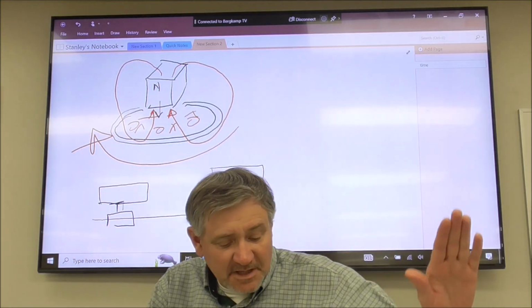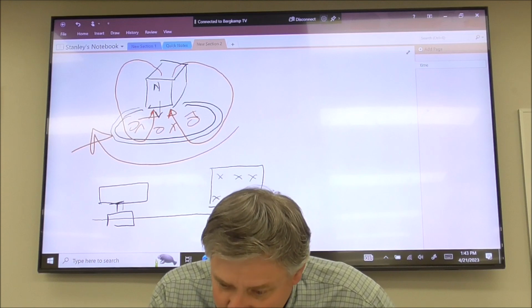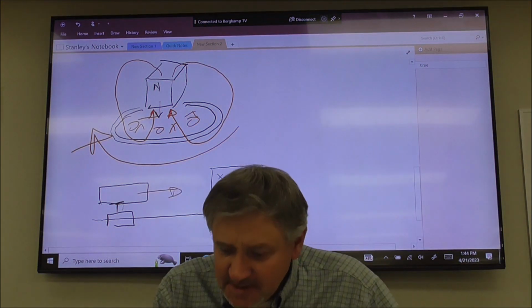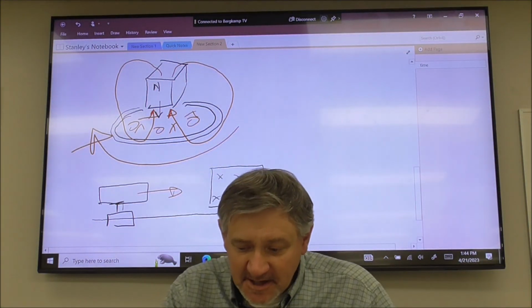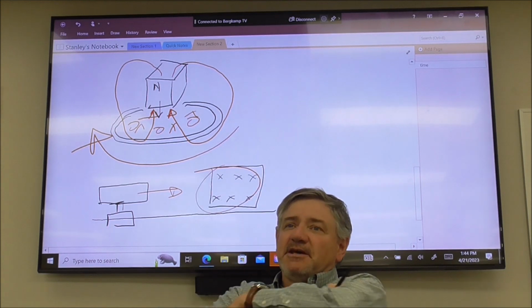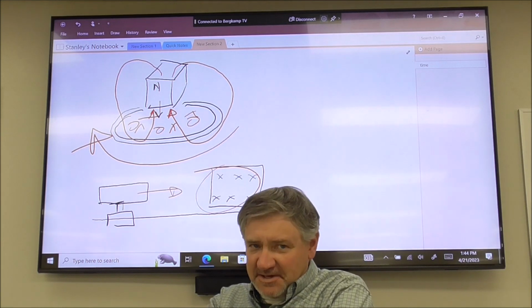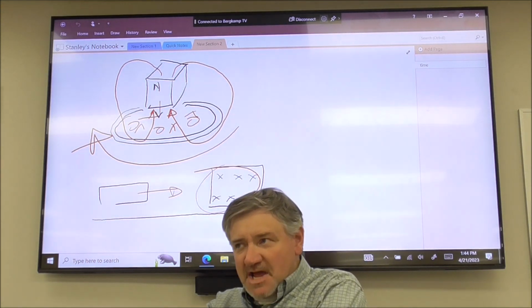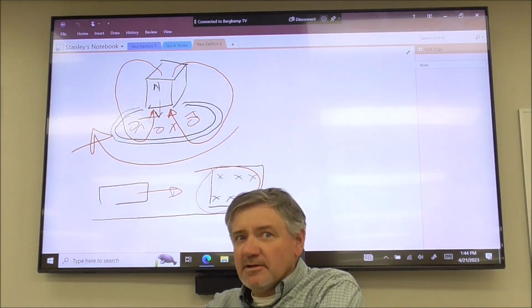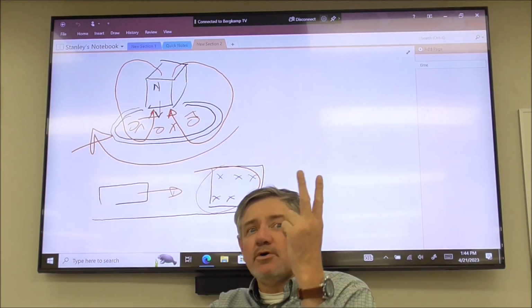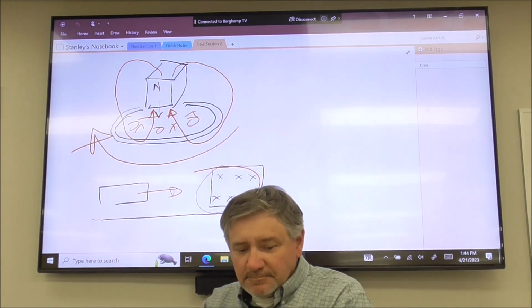Okay, so you have a loop of wire going this direction. It's going to hit that magnetic field. So this is just like the lab that we just did yesterday. So what's going to happen? You have to use the right hand rule twice.